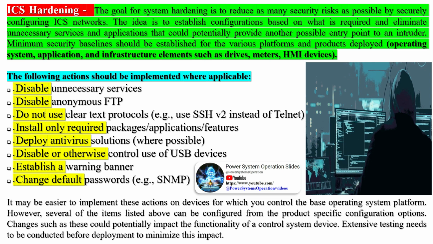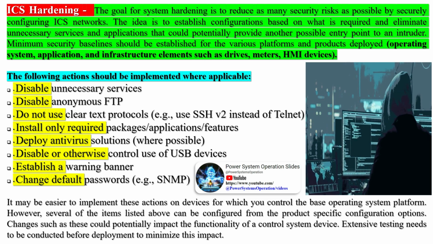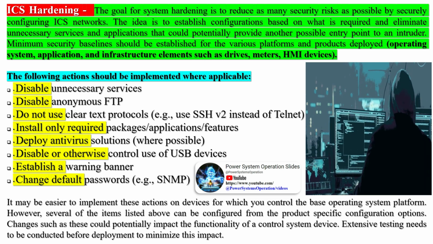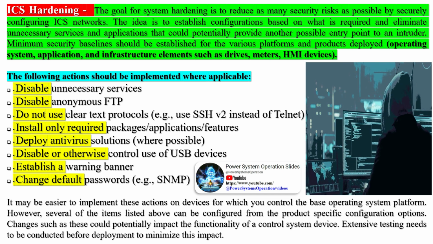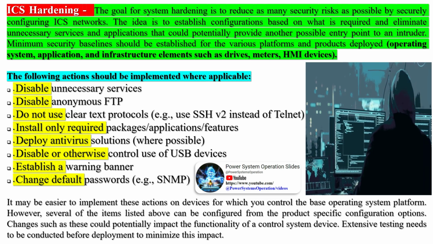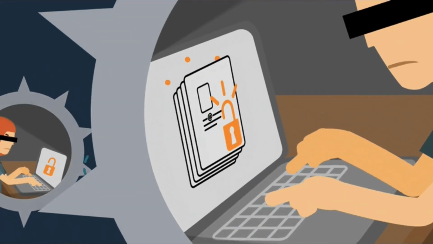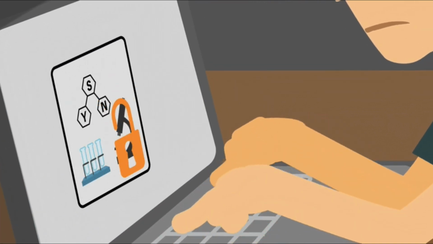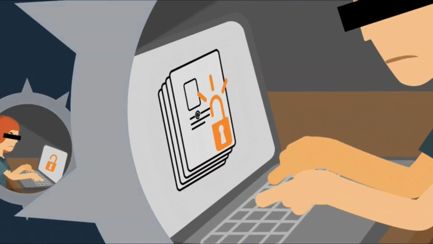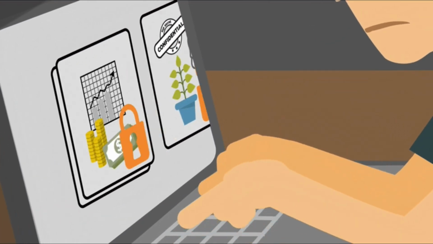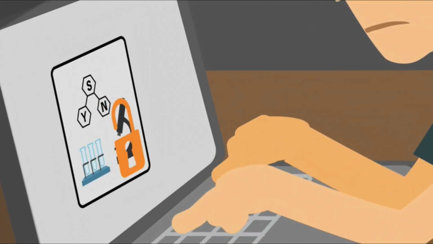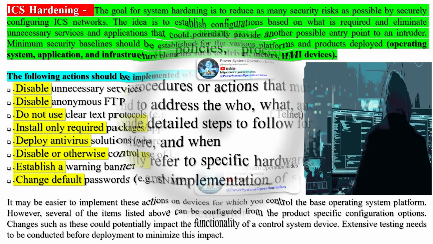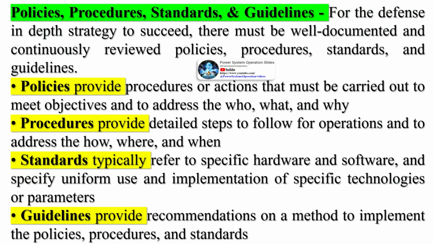It may be easier to implement these actions on devices for which you control the base operating system platform. However, several of the items listed above can be configured from the product-specific configuration options. Changes such as these could potentially impact the functionality of a control system device. Extensive testing needs to be conducted before deployment to minimize this impact.